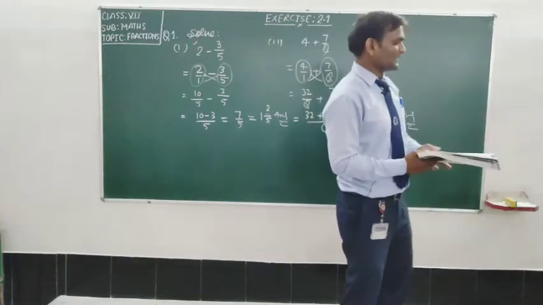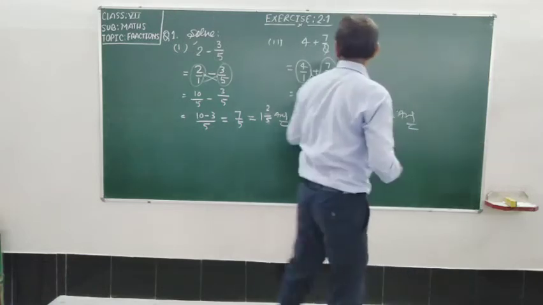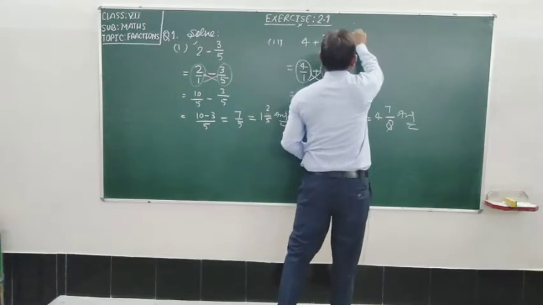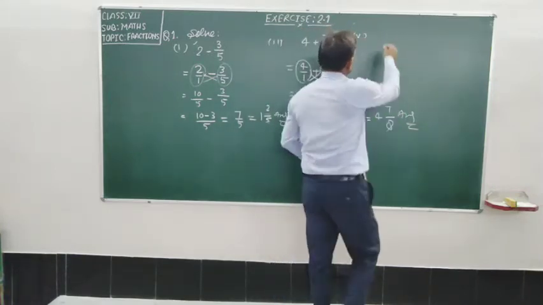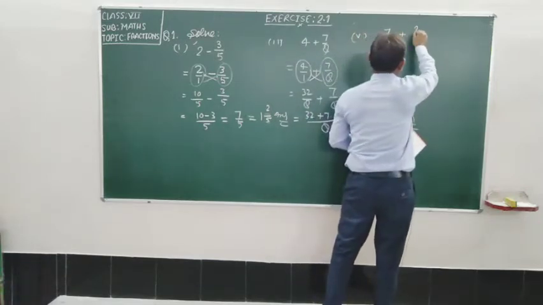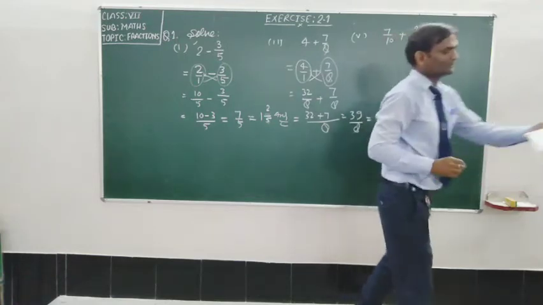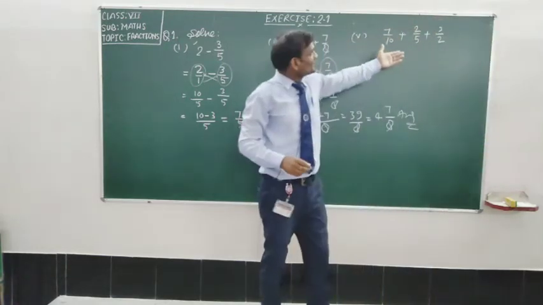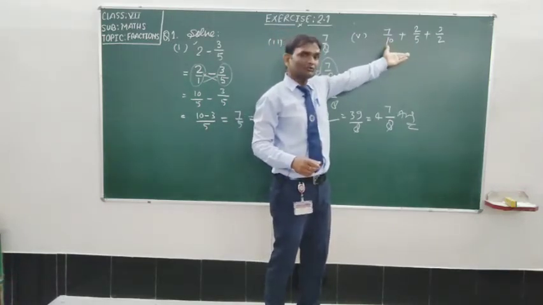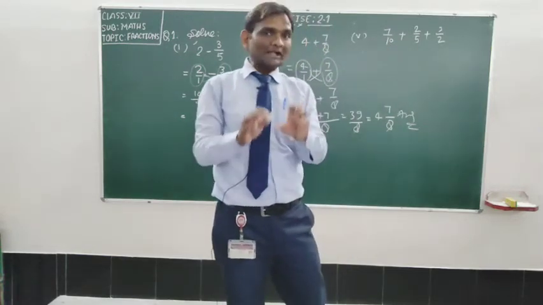As an example, I am taking 3 fractions, as this is part second, and I am taking part fifth, student. 7 upon 10 plus 2 upon 5 plus 3 upon 2. Now, student, you are saying that here 3 fractions are given and you need to add them together. So, student, I have only one way: to take the LCM.